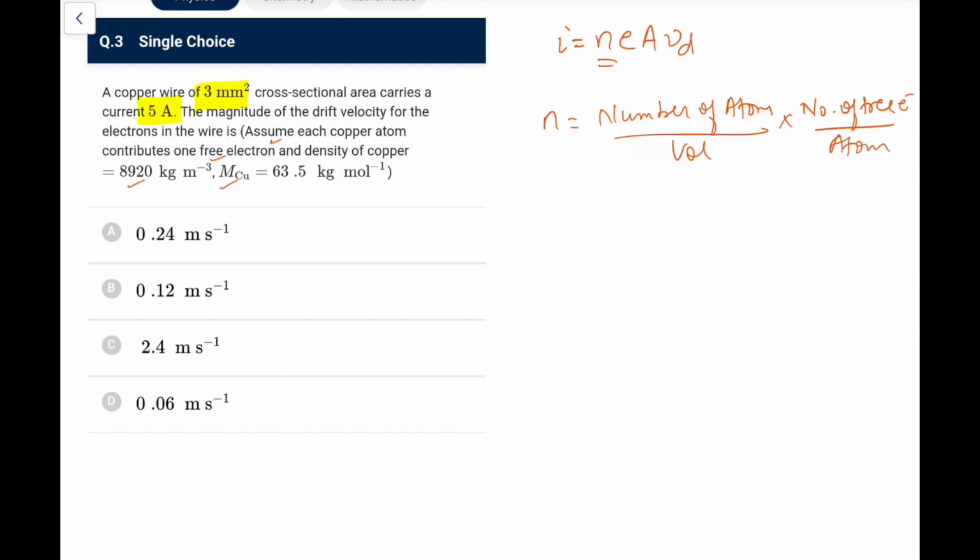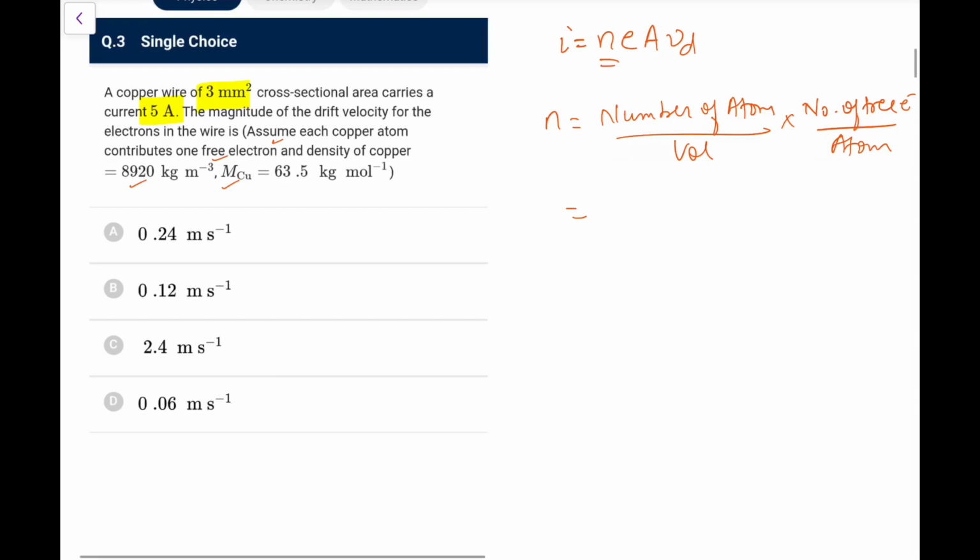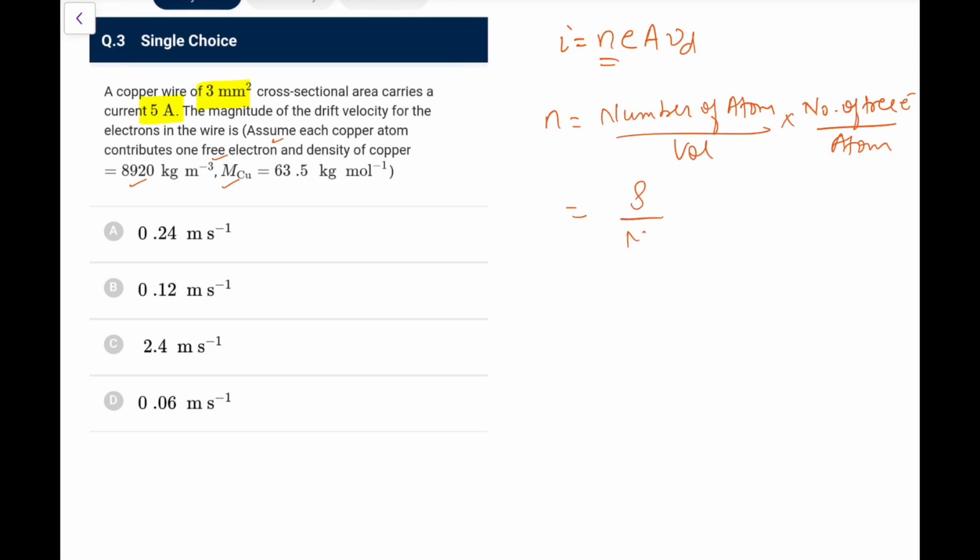That is what you can write. Now, number of atoms. The molar mass is given and the density is given. So density gives you the mass, so the moles per volume would be density upon the molar mass. That would be multiplied by Na, and that will give you the number of atoms per unit volume.